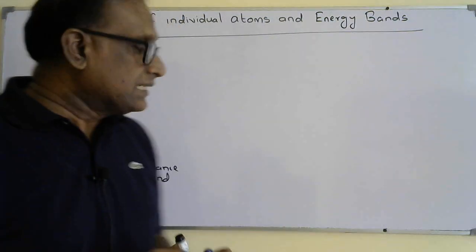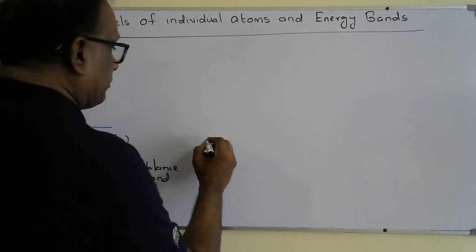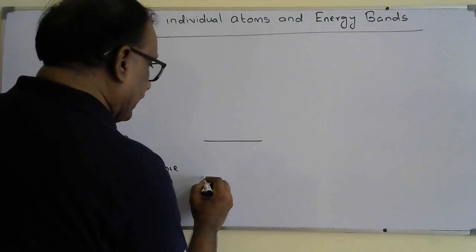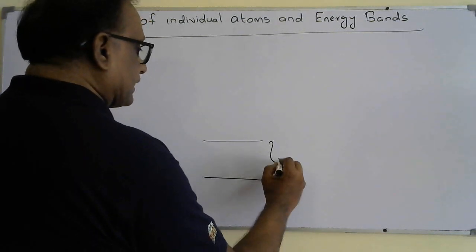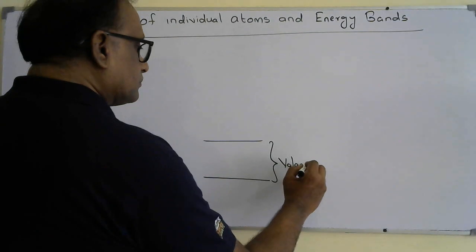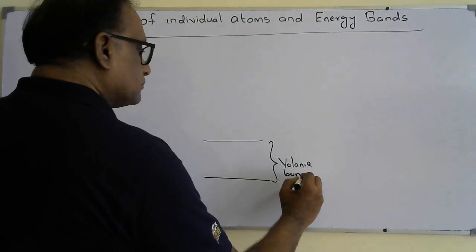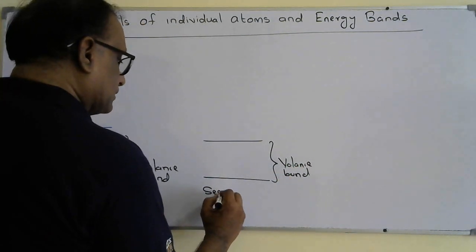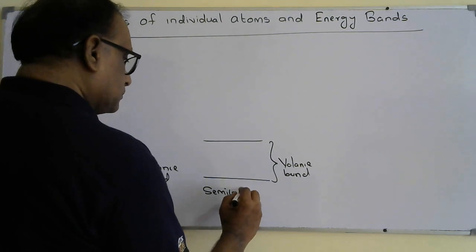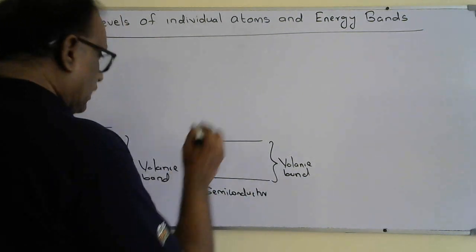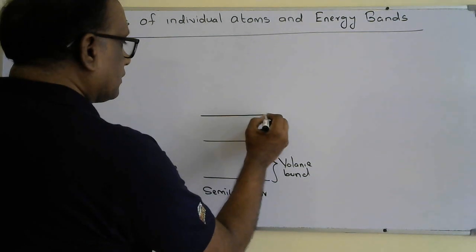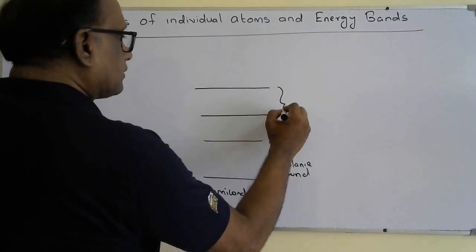But when you consider semiconductors, there will be a distinct gap between the valence band and the conduction band. This is semiconductors, and this is the conduction band.